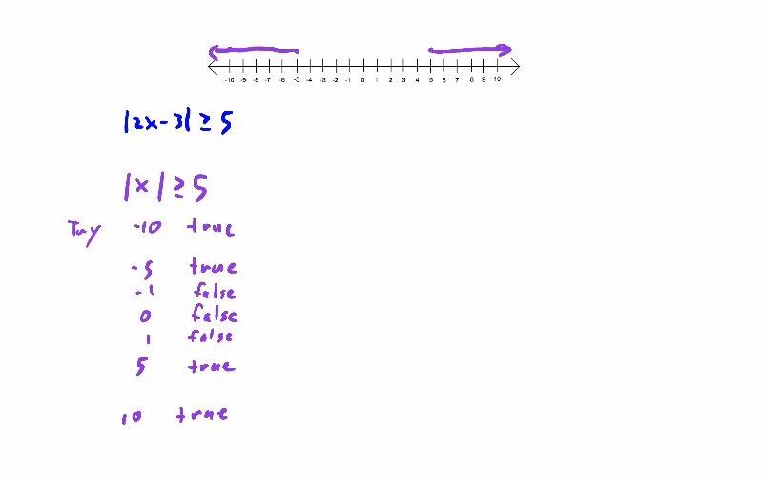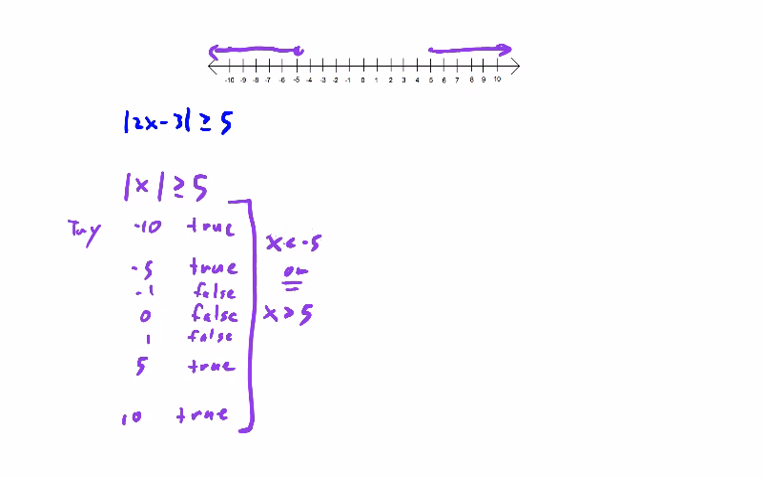Notice in the last case we had an and statement. The values had to be between negative 5 and 5. In this case, x must be less than negative 5, or, keyword being or, x must be greater than 5. So values like negative 10 are less than negative 5, and values like 10 are greater than 5.